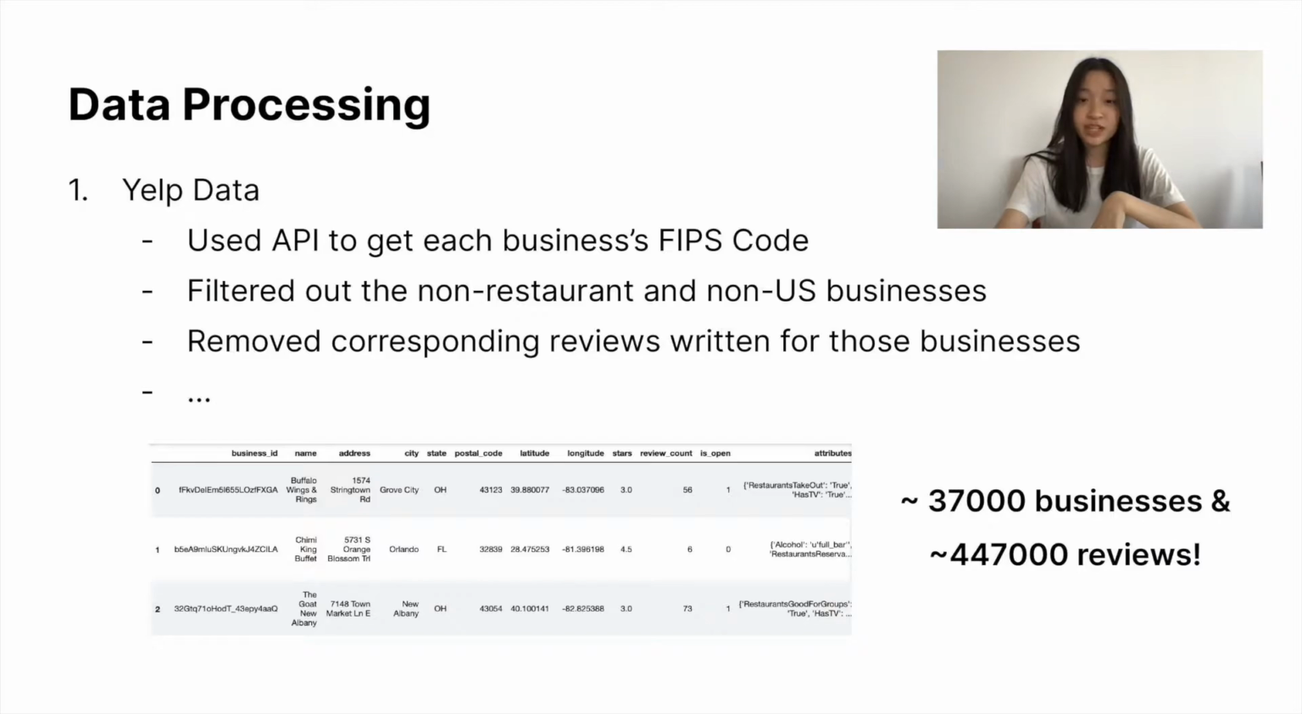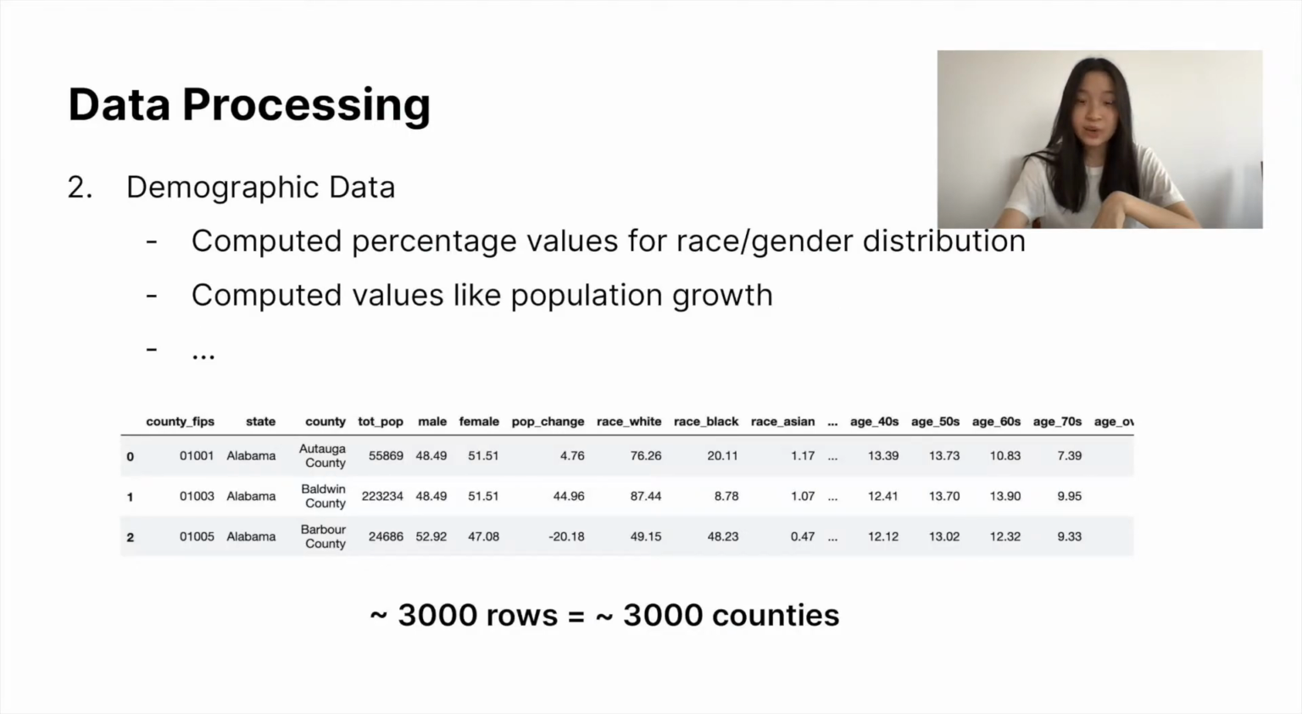We did some further data processing on the datasets. For the Yelp dataset, we filtered out the businesses that we're not interested in and removed the corresponding reviews. We also used an API to get the FIPS code of the county that each business is located in. This left us with a good amount of data points. For the demographic dataset, we computed values such as population growth, race, gender distribution, etc. The number of data points that we have corresponds with the number of counties in the US.